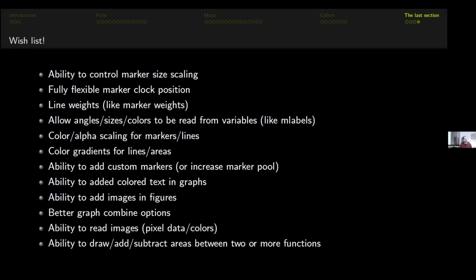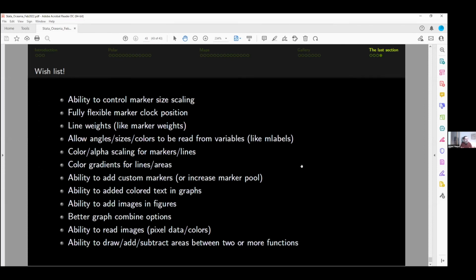I just want to finish with a last slide of things that would be nice to have in Stata to help improve the visualization. This is a huge wish list, but I just wanted to put it out there. So this is it for my presentation. I don't know if I was too fast or too slow, but I wanted to leave some space for questions. Asjad, definitely not too fast and definitely not too slow.